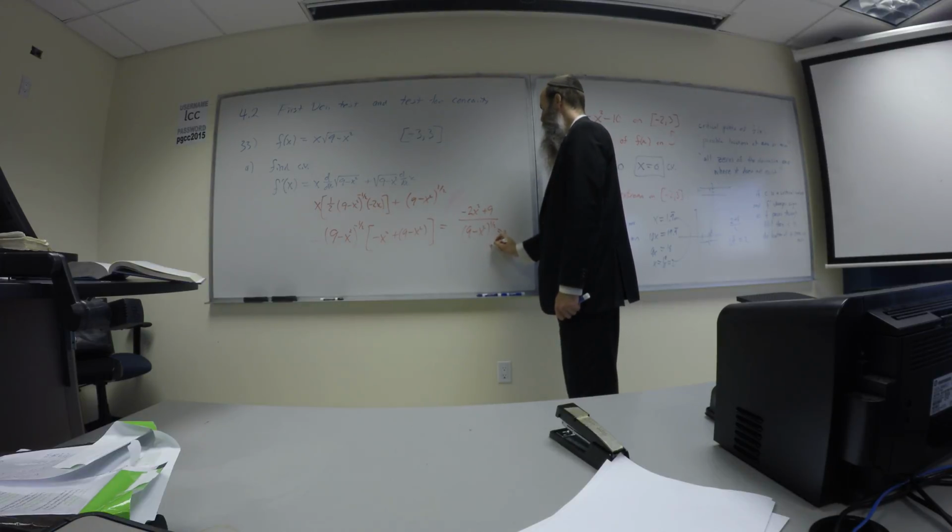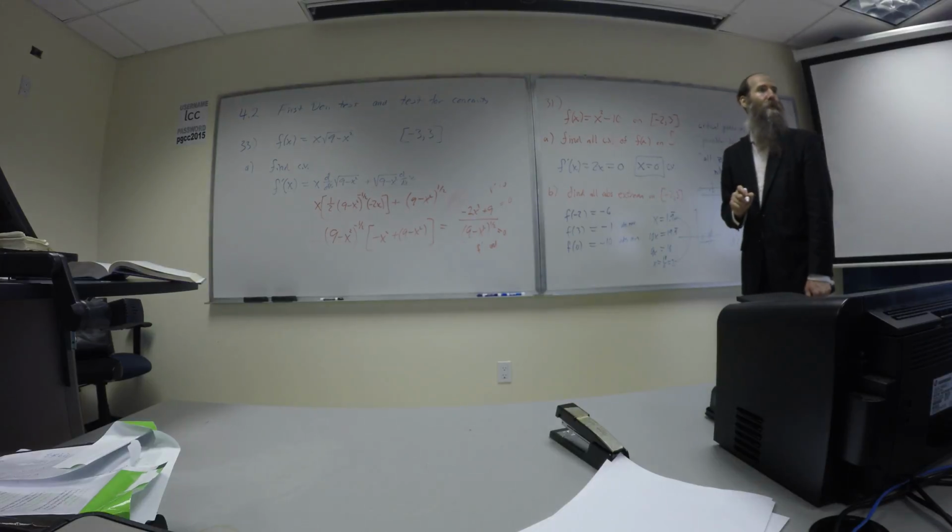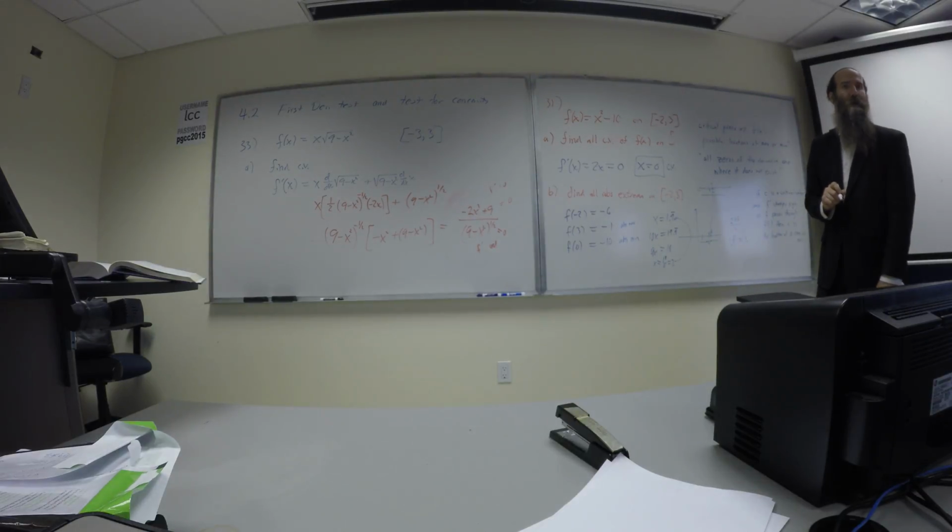That will tell us where a derivative is undefined, right? F prime is undefined when this is 0. And if that is 0, that tells us where f prime is equal to 0. Okay? Which are the two things we need to worry about for critical values. Where is the derivative undefined? Where is the derivative 0?